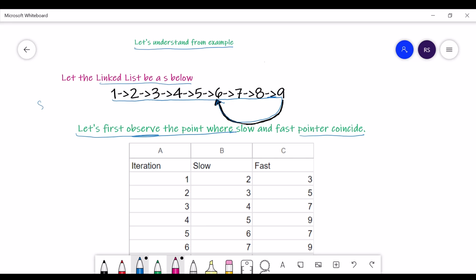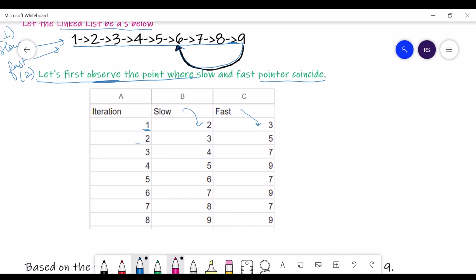Initially, the slow and fast pointers are pointing to the head node, and slow moves one step at a time whereas fast moves two steps at a time. In the first iteration, slow will jump to node 2 whereas fast will jump to node 3. Similarly, in the second iteration, slow will be at node 3 whereas fast will be at node 5. Going on, slow goes to 4 and fast jumps to 7, then 5 and 9, then 6 and 7, then 7 and 9, then 8 and 7, then 9 and 9.